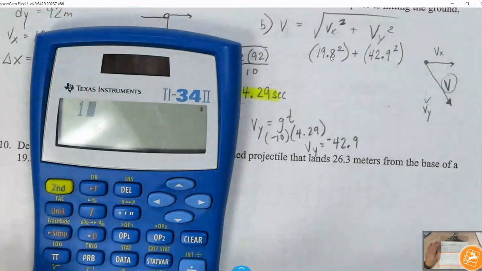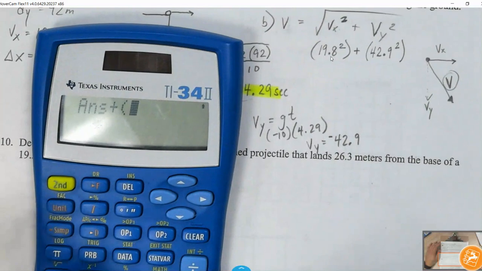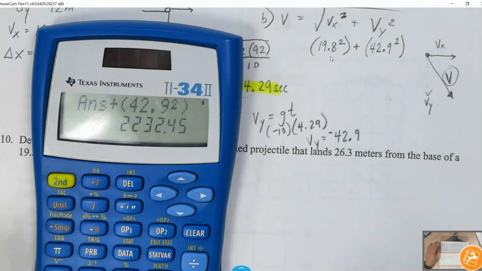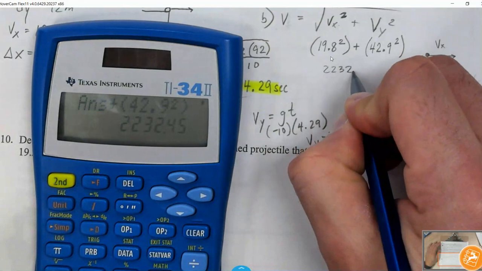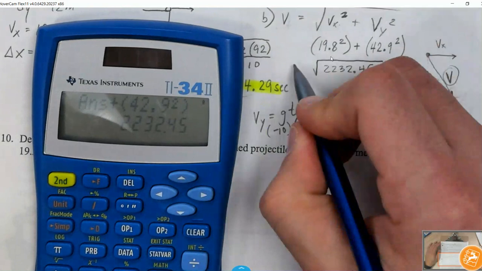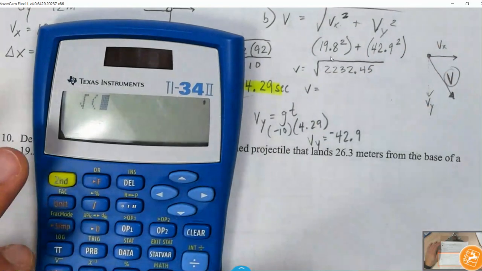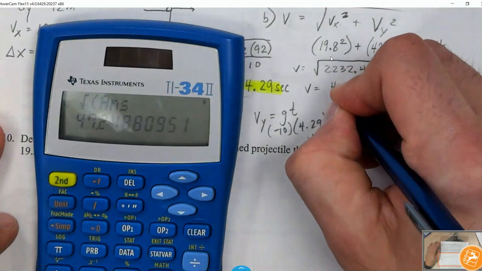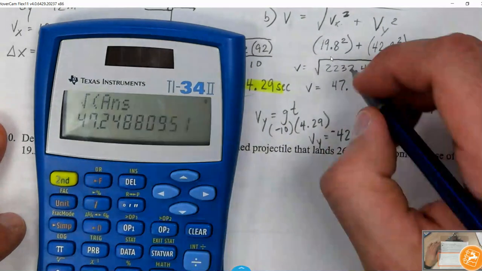So in our calculator, 19.8 squared plus 42.9 squared. Okay, so we got to take the square root of this, whatever this number is. 2232.45. So 47.2, we'll call it 47.25.